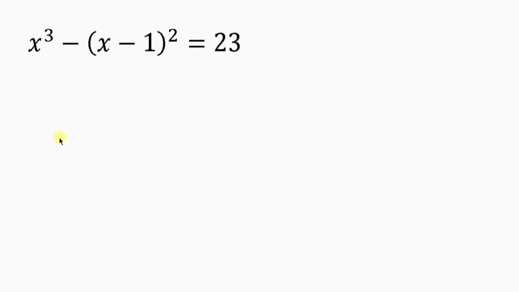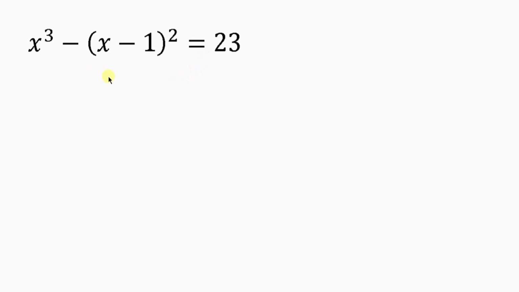We have this nice Olympiad question on the board that we're going to be solving. The question says, find all values of x for which (x^3 - x - 1)^2 is equal to 23.